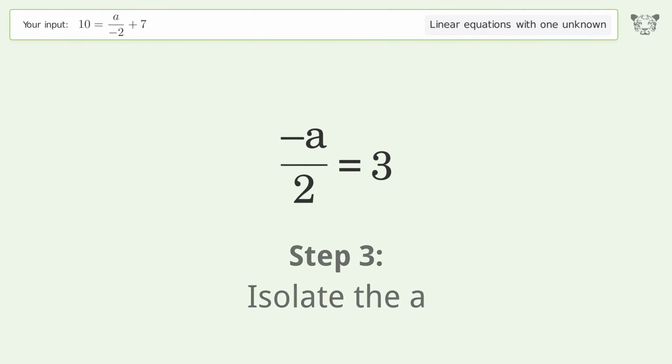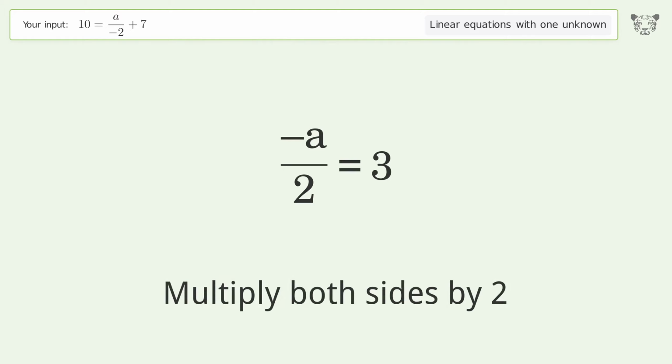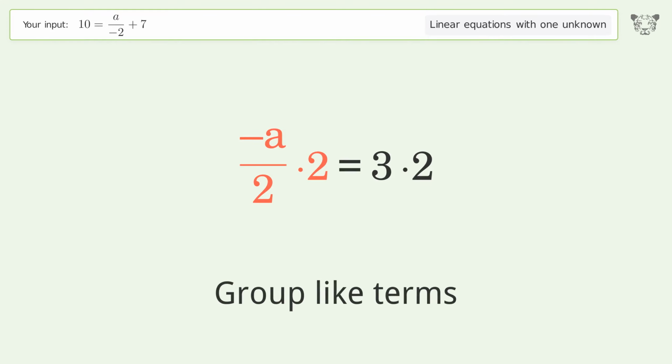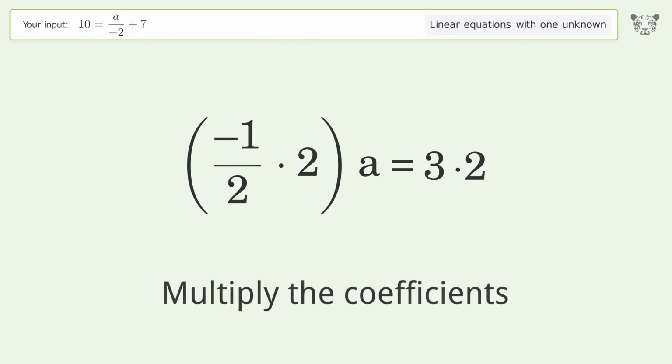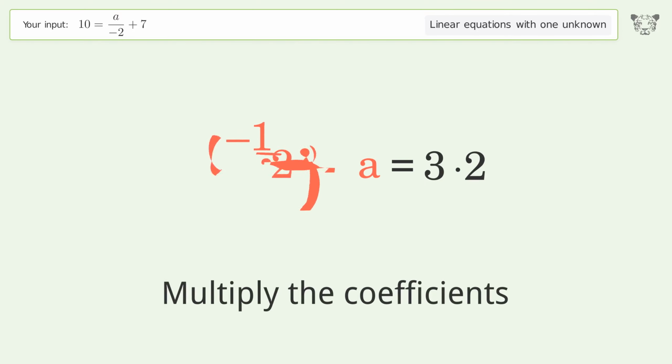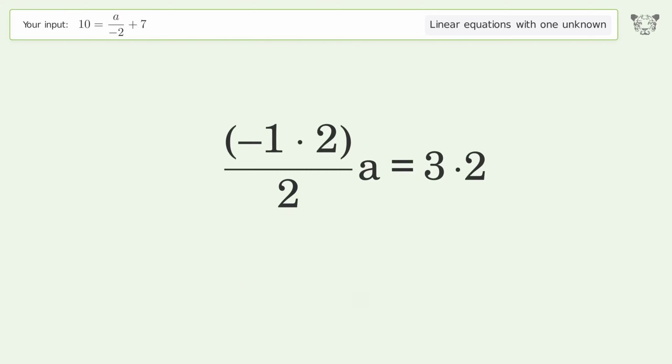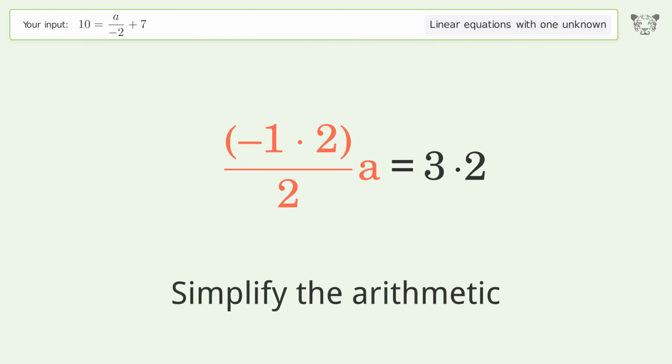Isolate the a. Multiply both sides by 2. Group like terms. Multiply the coefficients. Simplify the arithmetic.